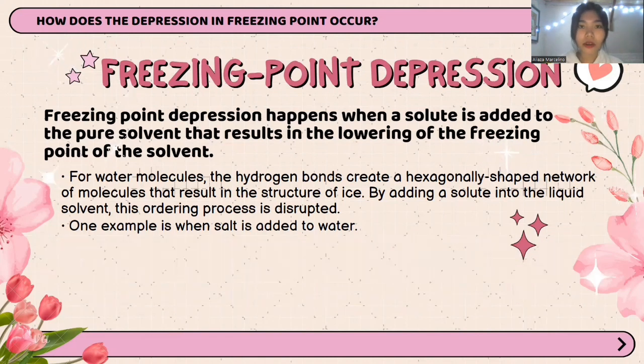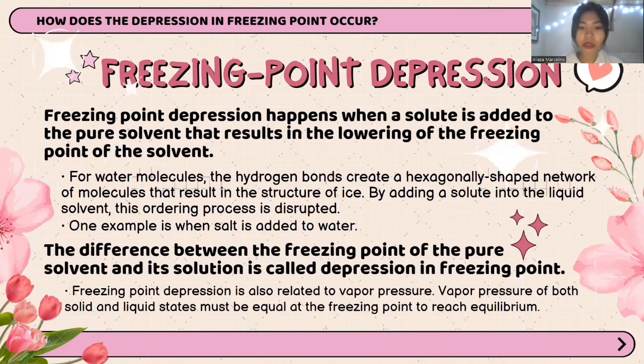point. So, the freezing point depression is also related to vapor pressure. Vapor pressure of both solid and liquid states must be equal at the freezing point to reach equilibrium. And according to Raoult's law, an addition of a solute to a solvent leads to a decrease in vapor pressure. Therefore, lowering the vapor pressure results in the lowering of the temperature at which the vapor pressures of the liquid and solid states of the solution will be equal.